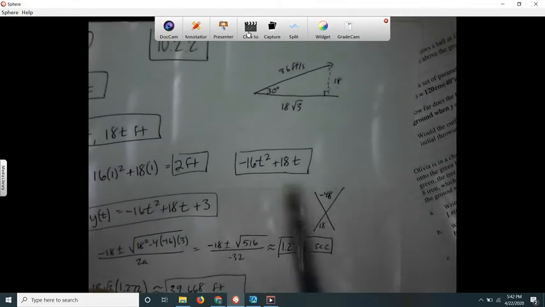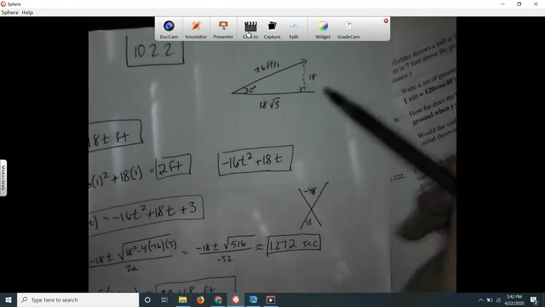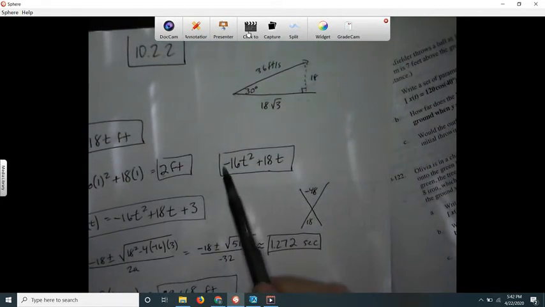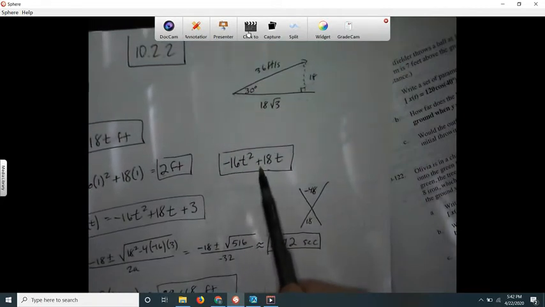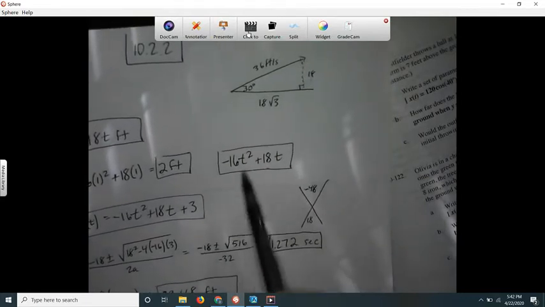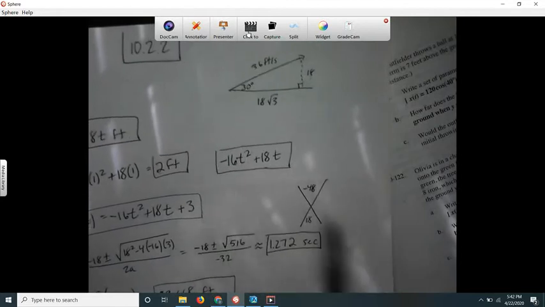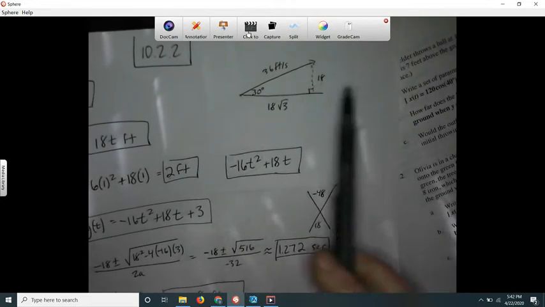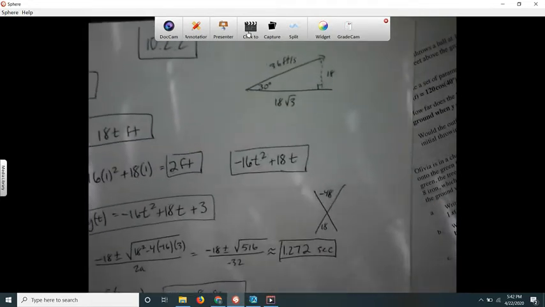That's after 1 second. How far will he have risen after t seconds? Well, we know it's 18t, but we have to add the influence of gravity, so it'll be negative 16t squared plus 18t, if that makes any sense. This is the influence of gravity right here. And you're only going to use the influence of gravity on a vertical component, right? Not a horizontal component.